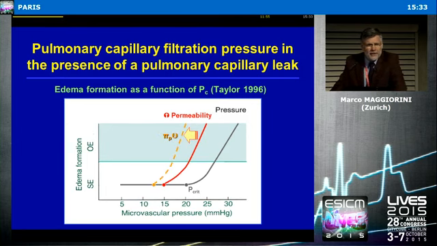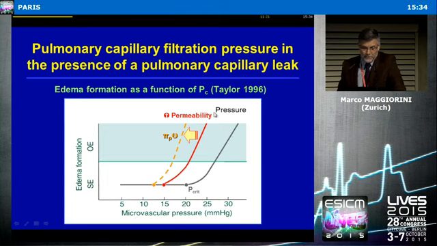What is the critical capillary pressure that makes the fluid remain in the capillaries and not move out? It's around 20, and this is something that Guyton showed already in the 50s. As soon as the critical capillary pressure is exceeded, the fluid content within the lung increases. This is something that we could reproduce many years ago in HAPE-susceptible subjects, and could show that HAPE arises when this critical capillary pressure is exceeded at the level of the capillaries.